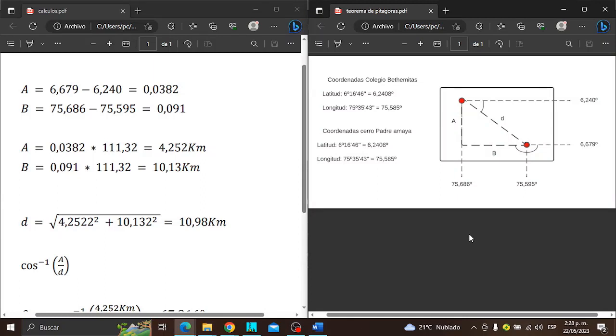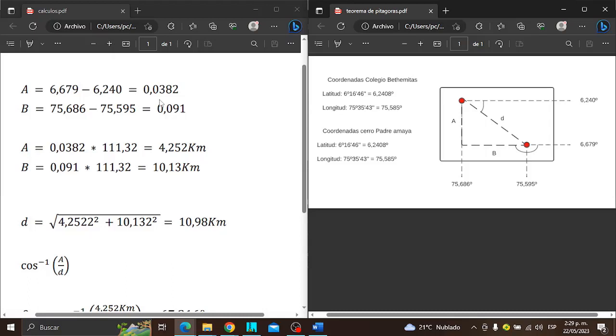The calculations of both the distance and the free space path loss were carried out according to the coordinates of the 2 points, as you can see in the image: the coordinates of the Belemnitas school and the coordinates of the Cerro de Padre Amaya. A diagram of the coordinates of the 2 points is shown, where point A represents the latitudes and point B the longitudes. To obtain the values of points A and B, subtract the smaller latitude from the larger, and the smaller longitude from the larger.